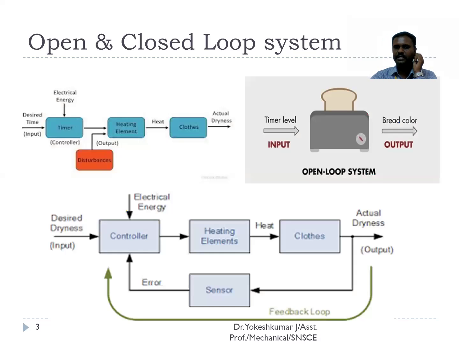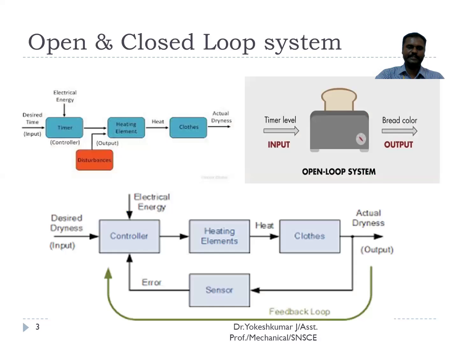Here I have just compared the open loop and closed loop control system. In the open loop control system, the desired input is given into the controller, and finally we have the process being controlled, and in between some disturbances are there. Of course, we have discussed the example of the bread toaster. In the timer level, we are giving the input, and output is the bread color. According to the bread color, we are adjusting the time.